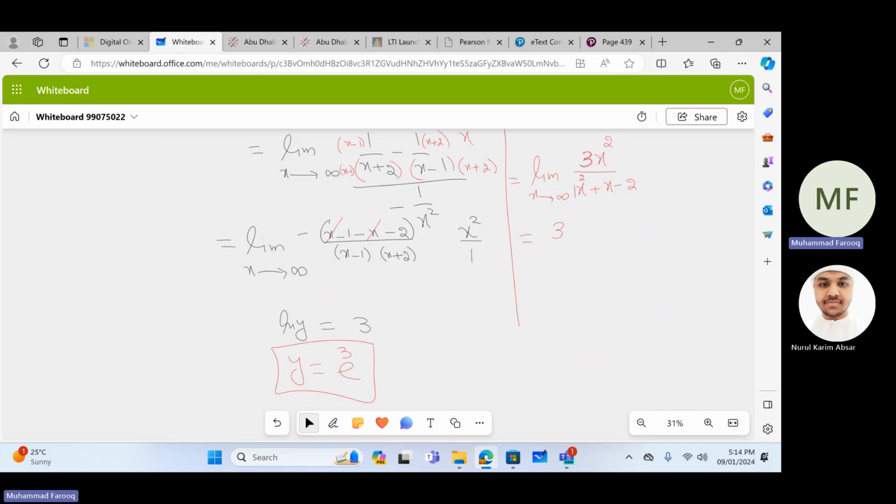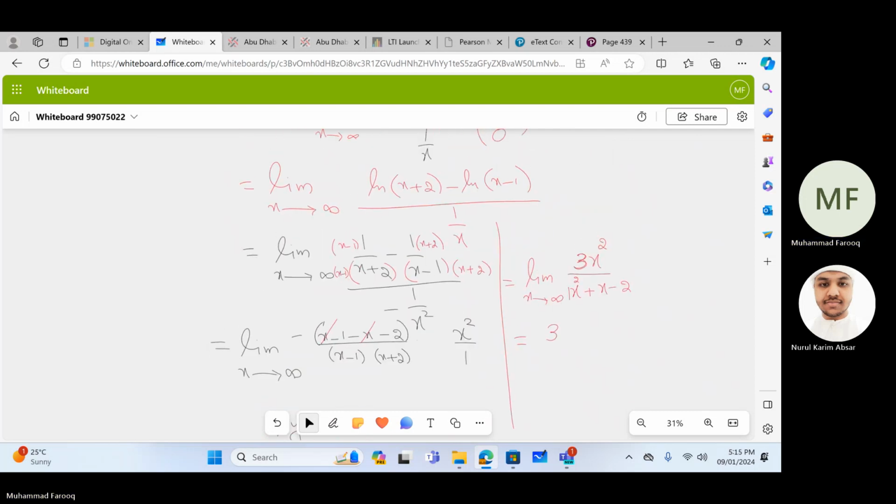And one last question. Where did the minus come from? This negative comes from here when you differentiate 1 by x. The derivative of 1 by x is minus 1 by x squared. So this negative sign is still with you. And then when you divide again, you flip, it becomes x squared by 1. But don't remove the negative sign, it is here.